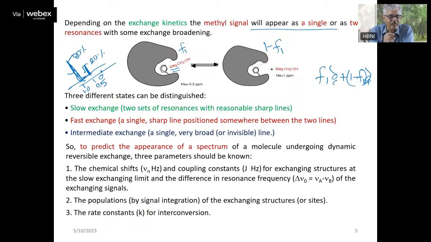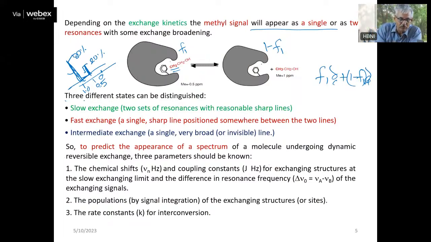So you get two peaks, and you can integrate them and tell how much is bound and how much is unbound. Still they are exchanging, but now the exchange rate is slow with respect to the NMR time scale. Again, what decides whether it is fast or slow? We'll come to that.